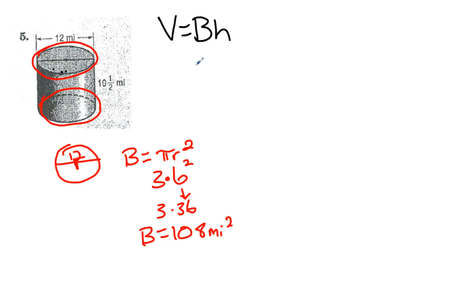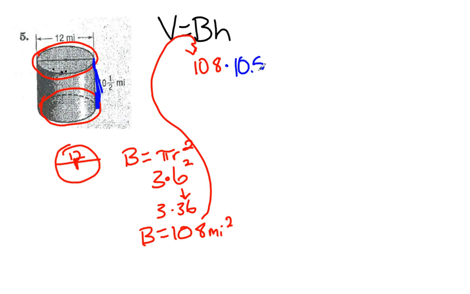Okay, so we bring that all the way back up here. So 108 times our height. And we're saying the height of the whole cylinder is the distance from one base to the other. So it's going to be 10.5. And so I can multiply this a little bit easier. Let's call it 10.5. So our volume here is just the product of 108 times 10.5. So let's do some multiplying.